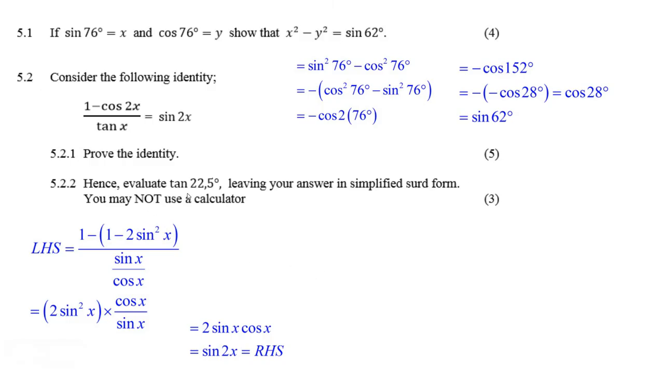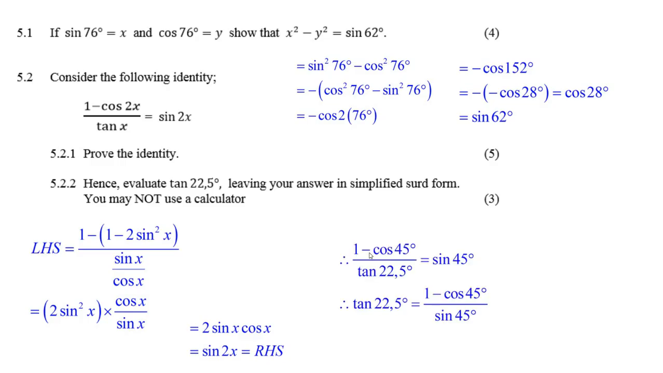Now it says, hence, evaluate. What's the tangent of 22.5 degrees without using a calculator? Well, how could you do that? Well, let's put 22.5 degrees in there and see what happens. That would be the cosine of 45 degrees. That would be the tan of 22.5.